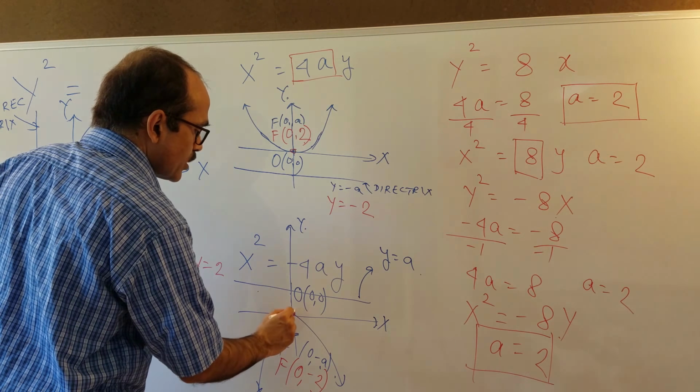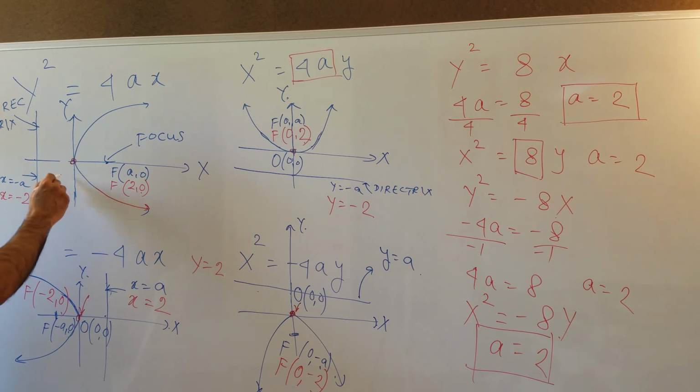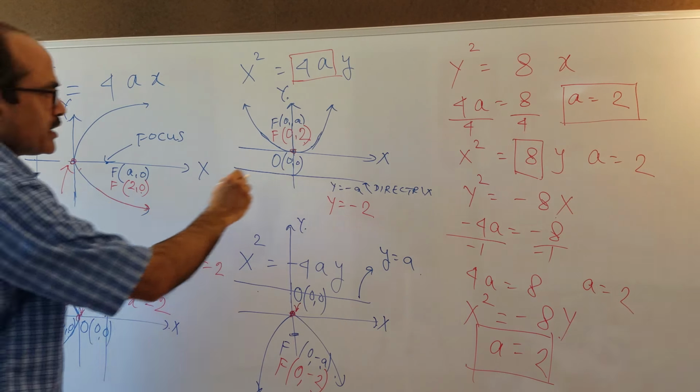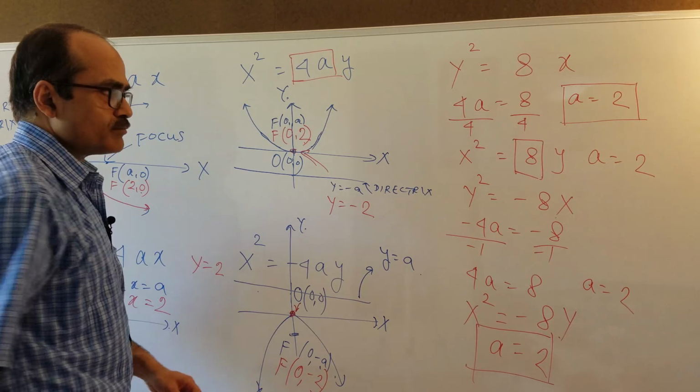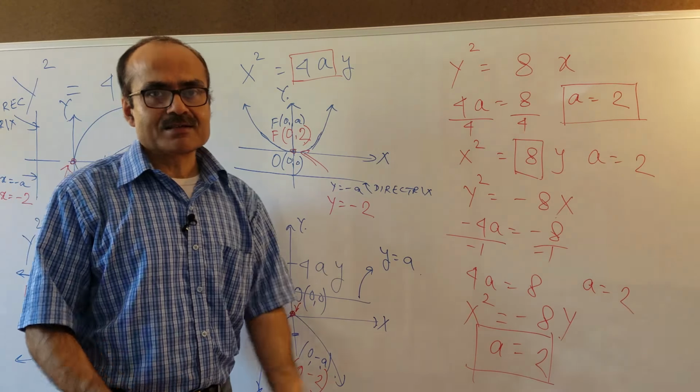So, vertex is at the origin, this vertex is at the origin, this vertex at the origin and this vertex at the origin. So, that is how we plot basic parabola equations.